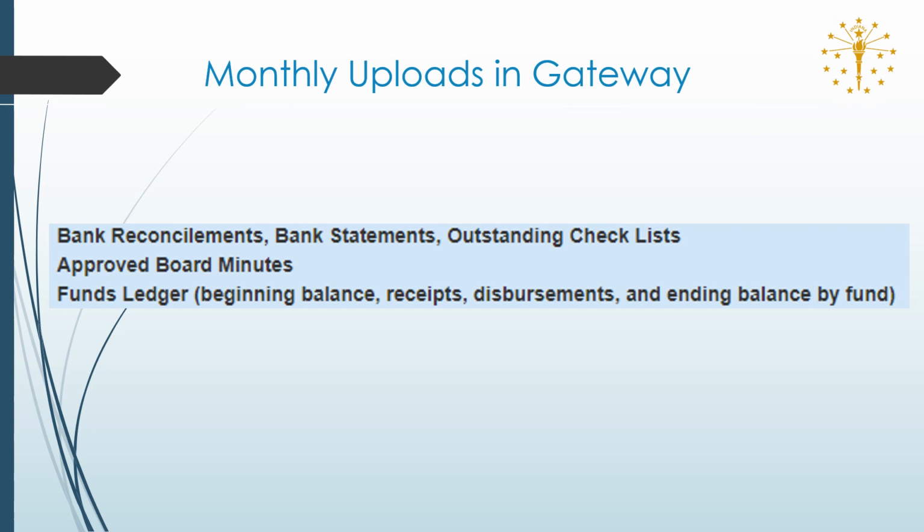On a monthly basis, there are 3 files that need to be uploaded. These include the bank reconcilement, bank statements, outstanding checklists, approved board minutes, and the funds ledger. We will talk more about these individually in a moment, but first let's take a look at the schedule of when these uploads are due.